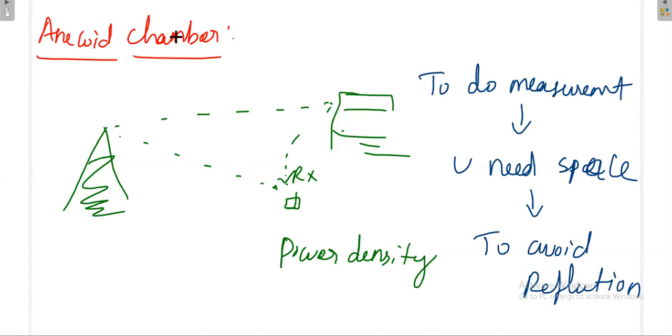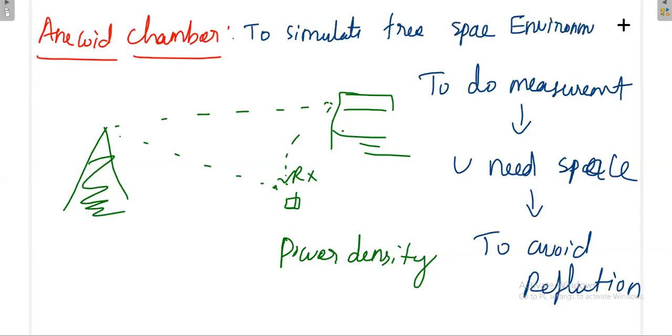Then what is the main aim of an anechoic chamber? This is like a chamber, like a room. It will simulate the free space environment inside the building. To simulate the free space environment inside the building, that is the idea of the anechoic chamber.